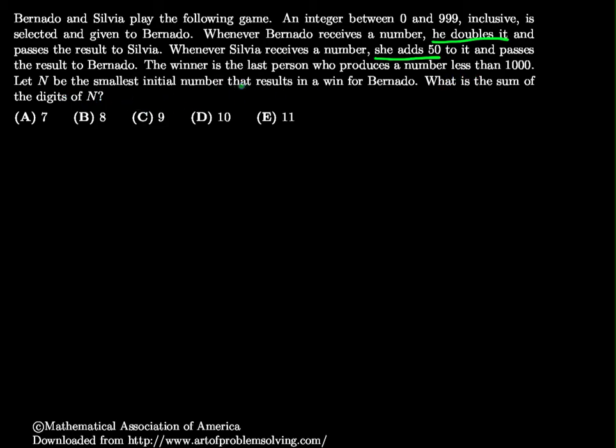Let n be the smallest initial number that results in a win for Bernardo. What is the sum of the digits of n? So what we're going to do is determine what endgame works out for Bernardo to win, and then we will build backwards to where we would have to start, because once we pick a number to start on, then we'll know what we end with.